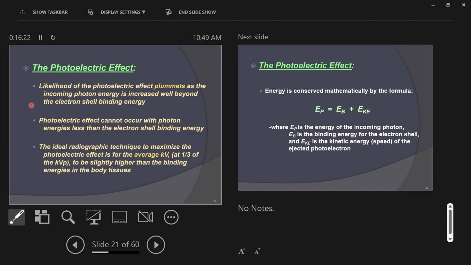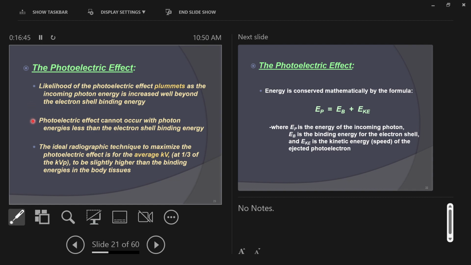For images where we want a lot of black and white, high contrast, we use low kilovoltage settings to allow for more photoelectric interactions. For images like of the chest, where we just want dark and shades of gray, we use high kilovoltage, so there's less of the photoelectric interaction happening.